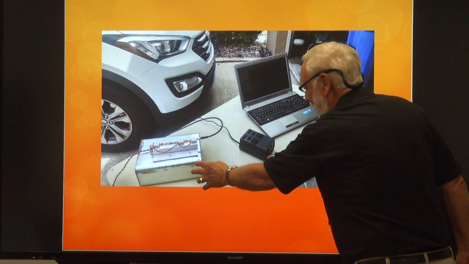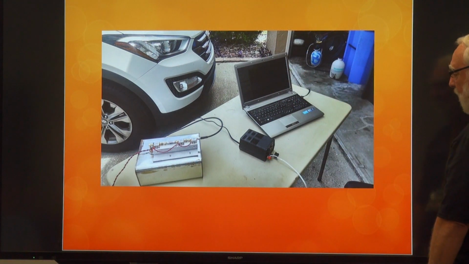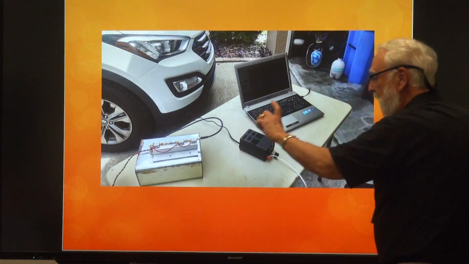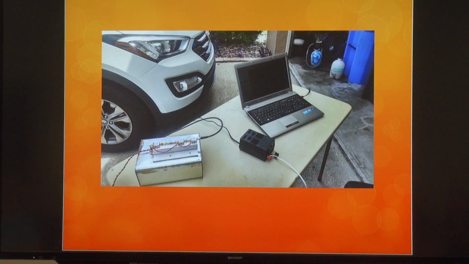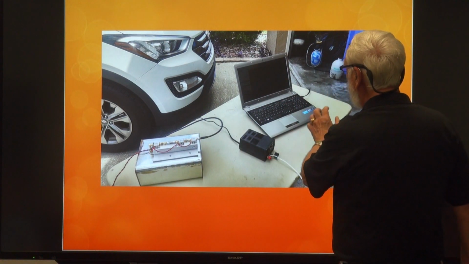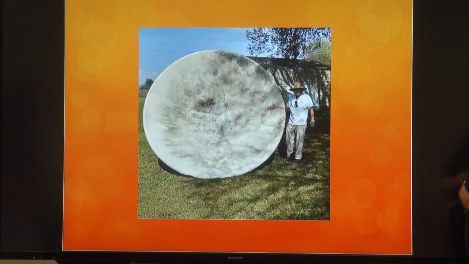The can is an old paint can I took the cover off of. There's a little wire sticking down inside here that's 1/4 wavelength at 1420. And then the coax brings that around. I don't have the RTL SDR on here. All right, so that's the dish I started out with.